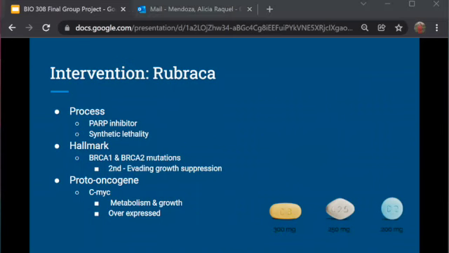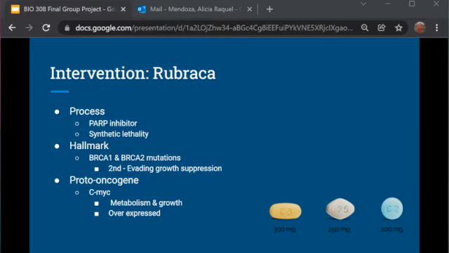Intervention of Rubraca. Rubraca is a PARP inhibitor, and that means it prevents the repair of single-stranded DNA. And we're introduced with the topic of synthetic lethality, which occurs when the PARP inhibitor and mutated DNA can no longer repair damaged DNA, and the cell is forced to undergo apoptosis.